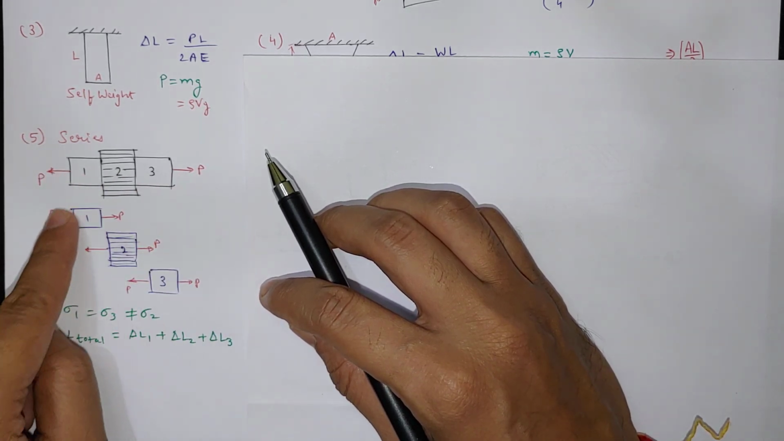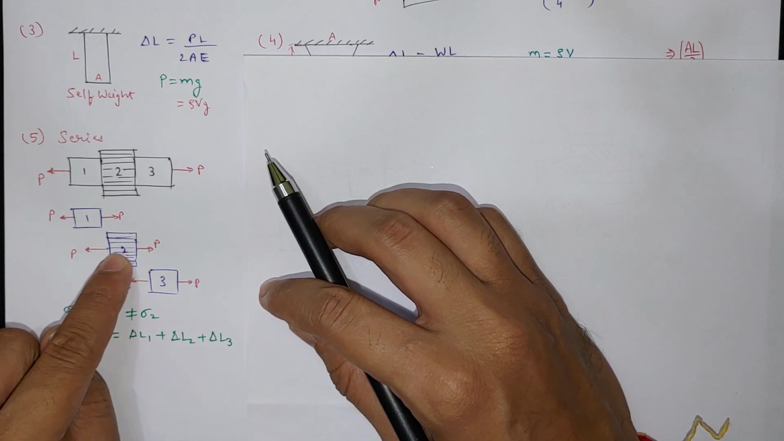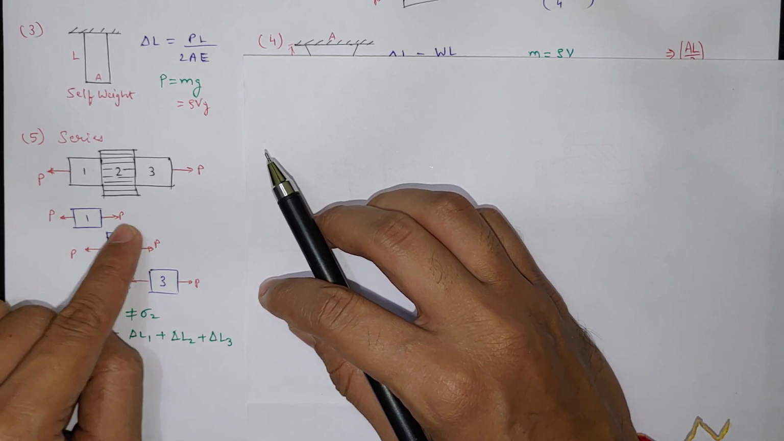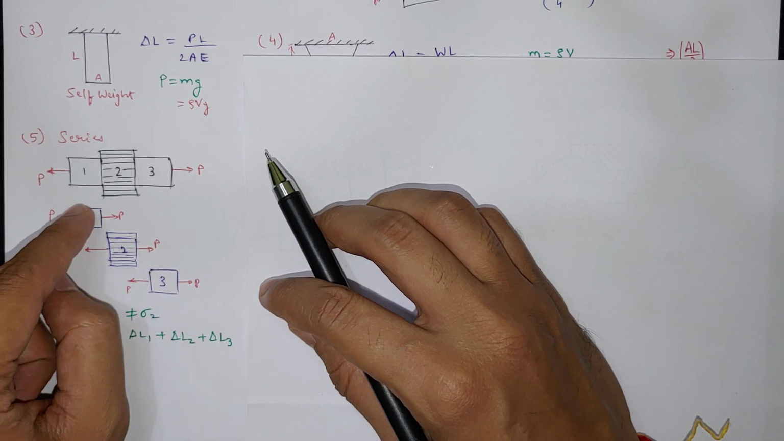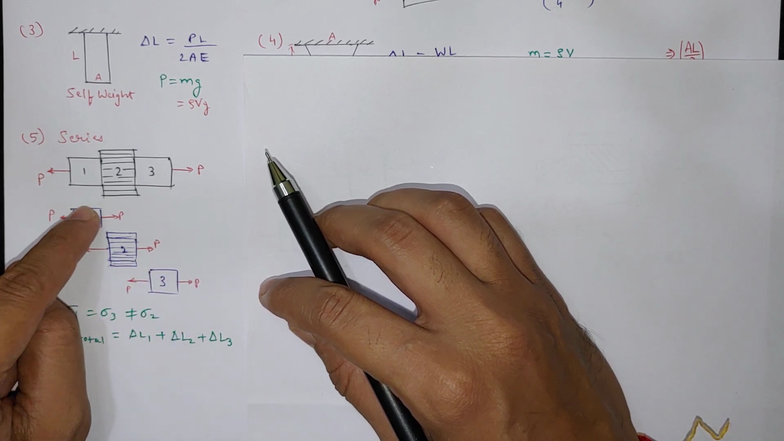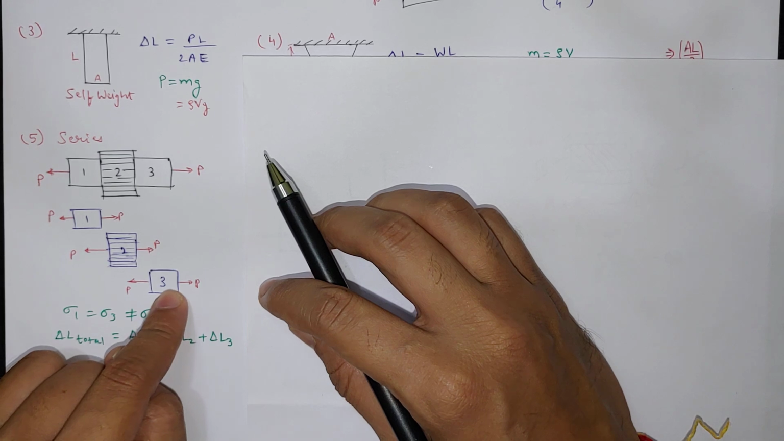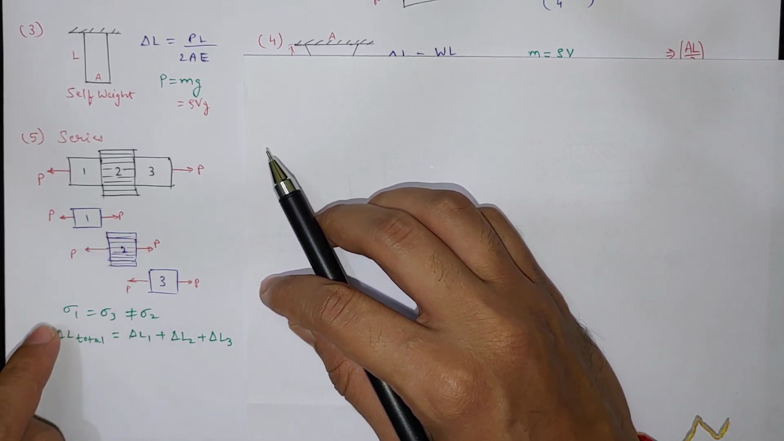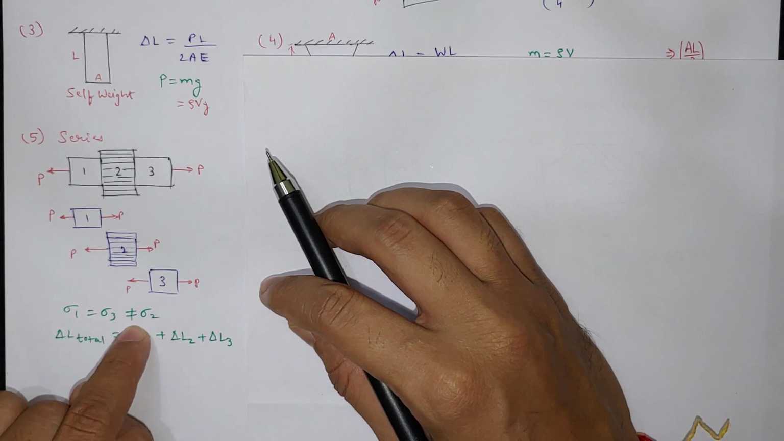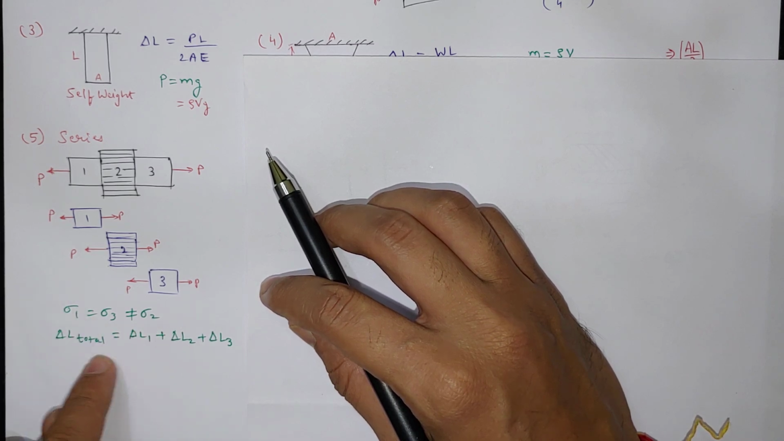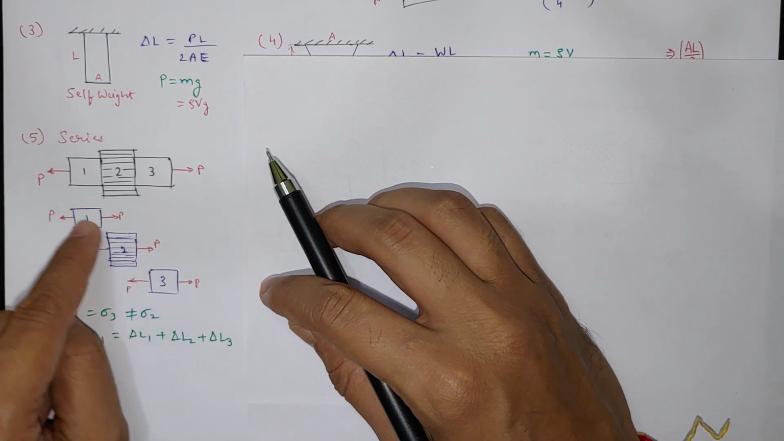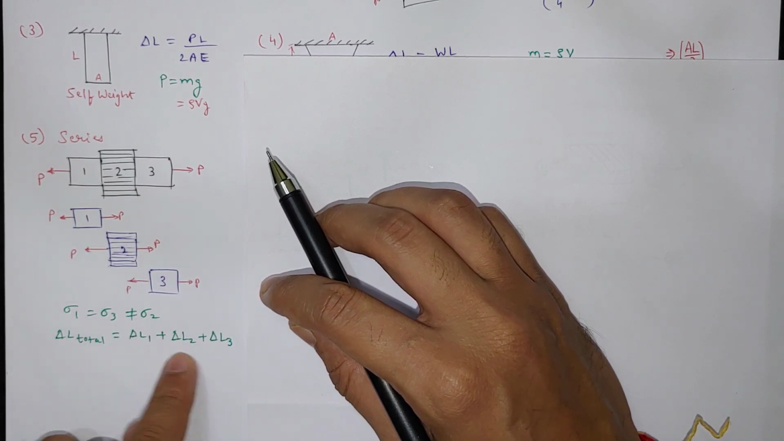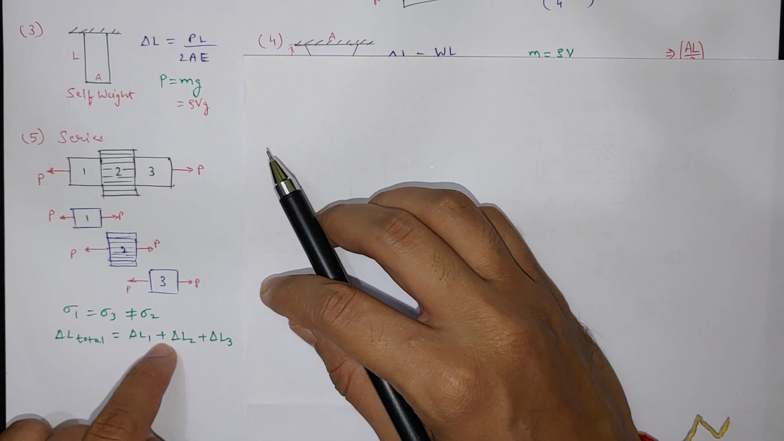Now if we calculate stresses, the more the area, the less the stress. So bar 2 has more area, while 1 and 3 have the same cross-sectional area, so the stress will be P divided by A here and P divided by A here, but it is not equal to the stress in 2, because the area is much bigger. So sigma 1 equals sigma 3, which is not equal to sigma 2. Now the total change in length will be equal to the summation of all these: delta L1 plus delta L2 plus delta L3. If it is compressive, then we have to subtract it.